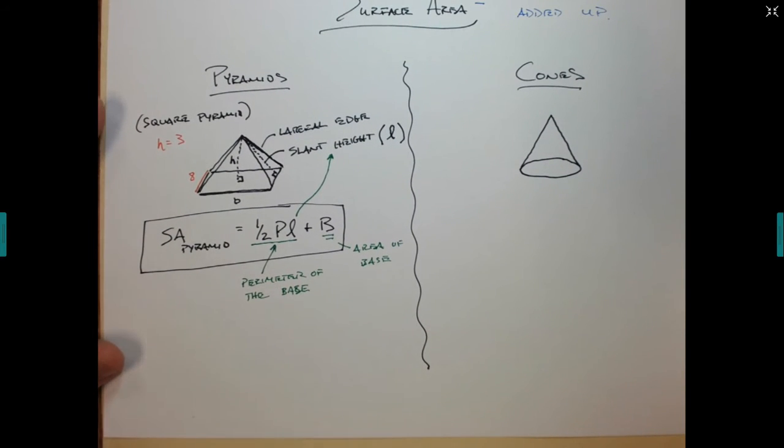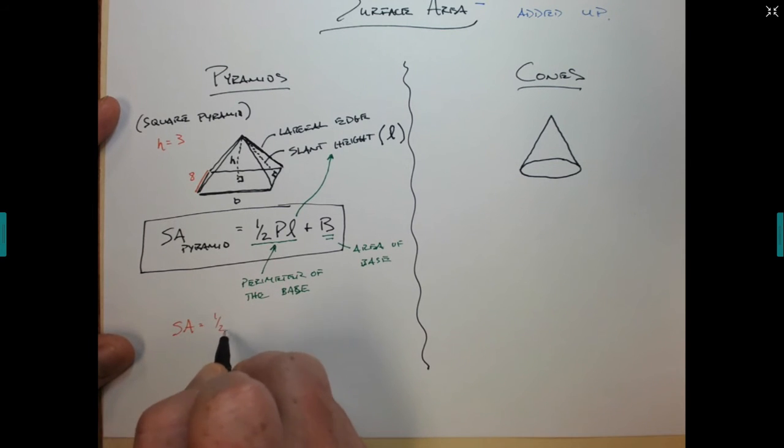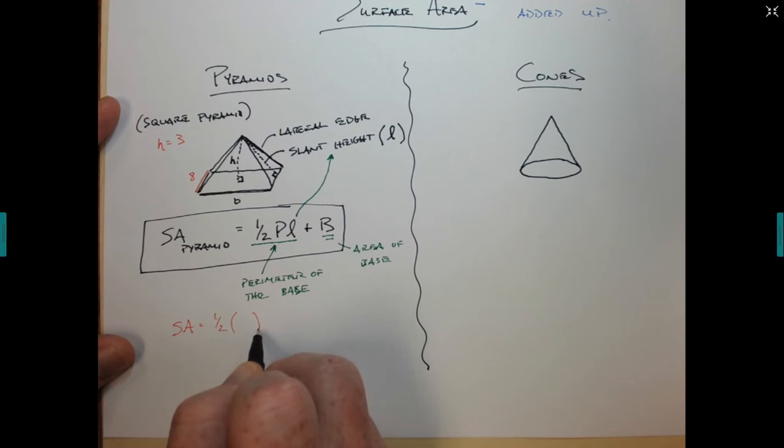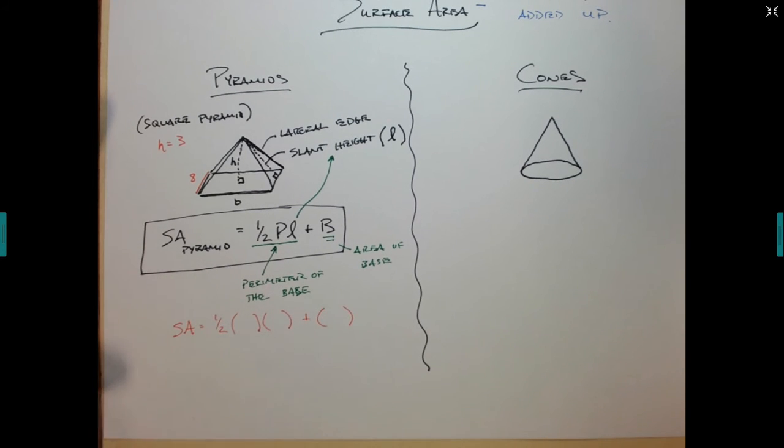So just understand, if I want to find surface area, I want to do 1/2 times the perimeter of the base times the slant height plus the area of the base. We've got to try and see how many of these pieces of information we know. I think I can find the perimeter of the base.